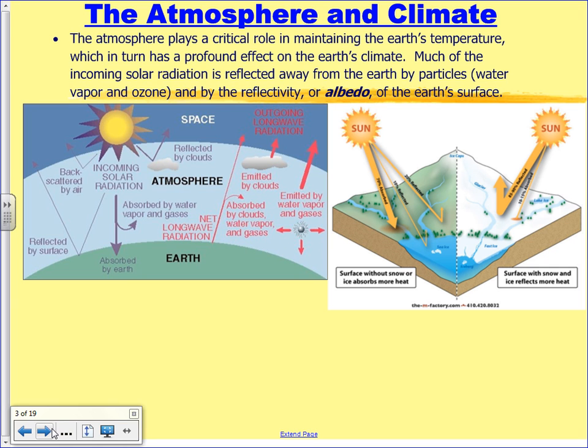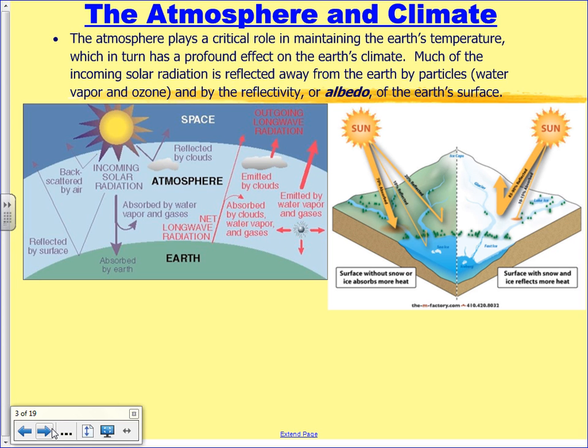All right. So, the atmosphere and climate. Some important things here that the atmosphere does. It plays a critical role in maintaining the Earth's temperature. The Earth's atmosphere holds a lot of heat in. We call that the greenhouse effect. It's a good thing. I know you've probably never been told that before, but without the greenhouse effect, the Earth would be a frigid ball of ice.